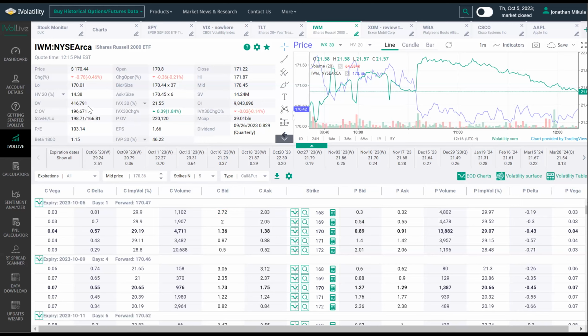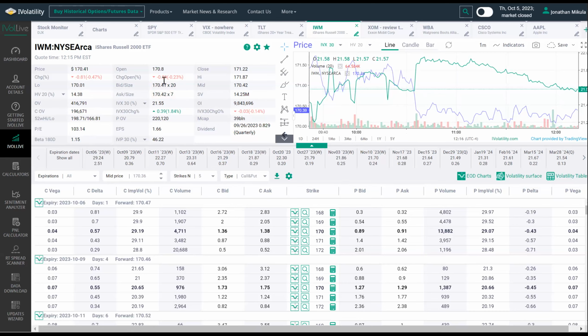Here's our options volume. So for today, 416,000 option contracts have traded. Call option volume here, 52-week high low. So we can see at 170 a share, we're kind of on the lower end of the 52-week range. Price to earnings ratio, beta, so it's a bit more volatile than the S&P 500, which makes sense because the Russell 2000 is showing smaller names in general than the S&P 500.